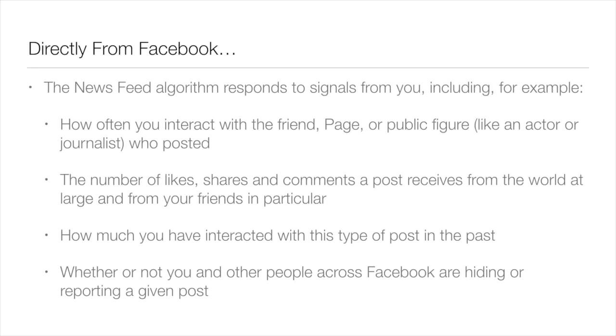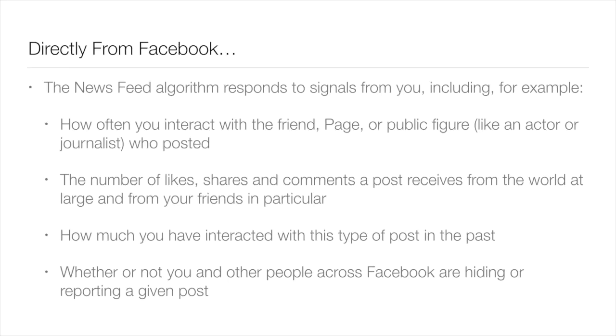So this is what it looks like directly from Facebook. If you're looking for a definition of the algorithm, Facebook says how often you interact with a friend, page, or public figure who posted is important. The number of likes, shares, and comments a post receives from the world at large and from your group in particular, and how much you've interacted with this type of post. So do you like videos more than photos? Do you like links more than videos? Those all come into play.